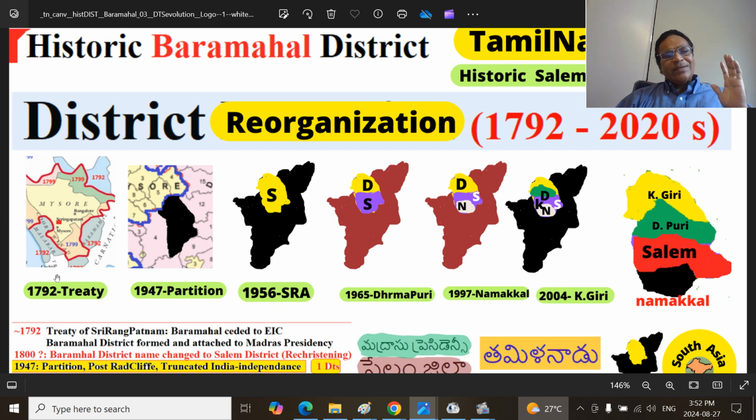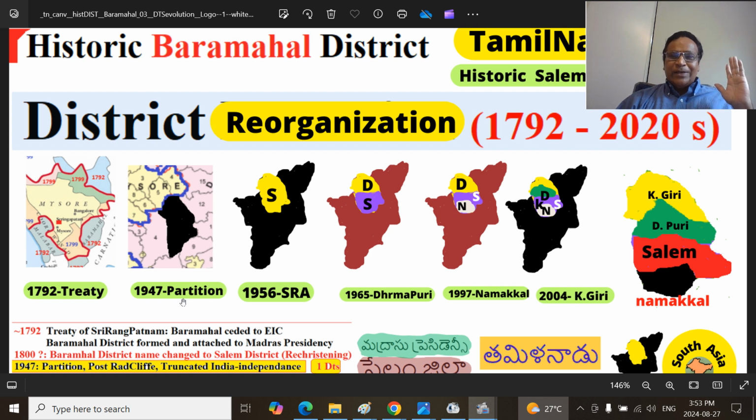He signed a humiliating treaty, by which half of his territory was dismembered and given to the victors, the spoils of the war. That is the 1792 Treaty of Srirangapatnam. Srirangapatnam is an island town, an urban center within the interflow of the Kaveri Mata river. It is around 20 kilometers or so north of Mysore town.